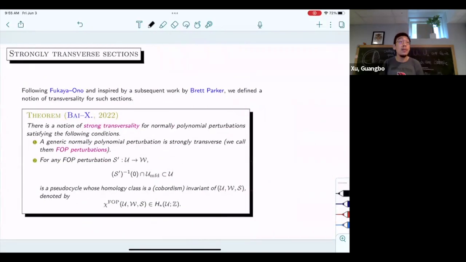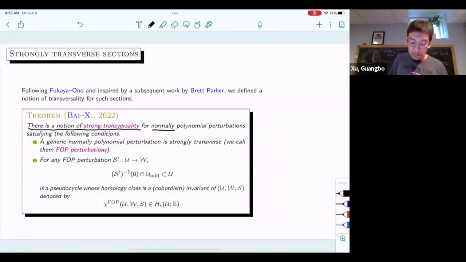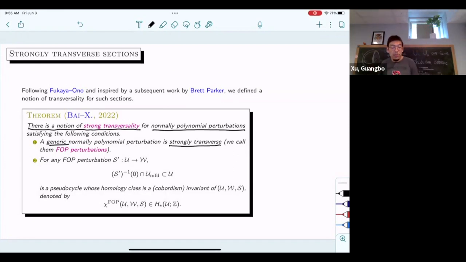So now let me state our main result at this level. Basically, we followed what Fukaya and Ono said, and our construction is also greatly inspired by a subsequent work of Brett Parker, who was also trying to realize Fukaya-Ono's idea. So we defined such a transversality notion. This is our theorem. We prove that there is a notion of strong transversality for normally polynomial perturbations, and this notion satisfies the following conditions. First, generic ones are strongly transverse. And we call those strongly transverse normally polynomial perturbations FOP perturbations, standing for Fukaya, Ono, and Parker.